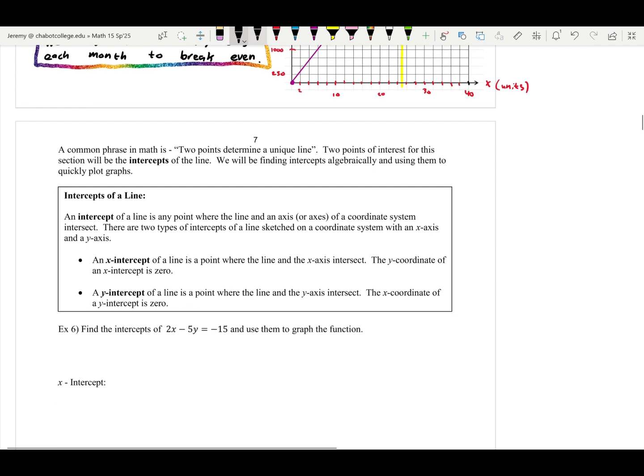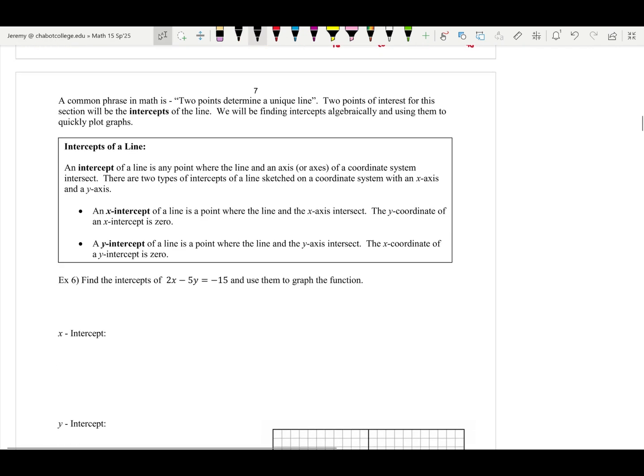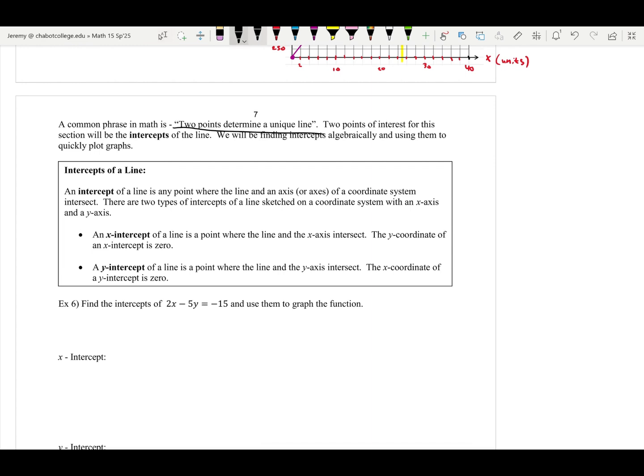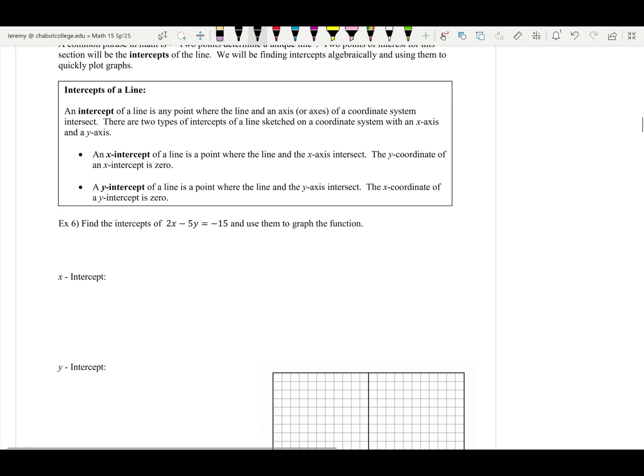Moving along here. So I've already said this a couple times. 2 points determine a unique line. So 2 points of interest in this section will be the intercepts of the line. As long as we have a linear function whose graph is not vertical and not horizontal, we're guaranteed to have a y-intercept and an x-intercept. And those can be very valuable to know.